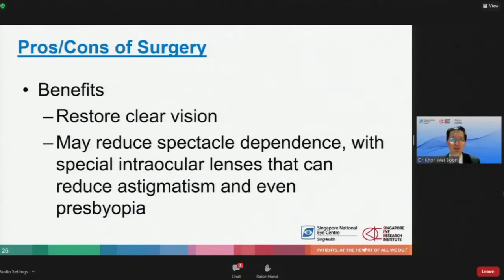The benefit of cataract surgery, of course, is obvious. It does help restore vision to your eyes. Now, most patients do opt to implant a monofocal lens, which generally gives you good distance vision, but may still mean that you need reading glasses after the surgery. Fortunately, with modern special intraocular lenses, we can now have lenses that can reduce your astigmatism and even reduce presbyopia or 老花, meaning that after cataract surgery, you may find that you don't need glasses quite so much anymore, whether it's for distance or even for reading.